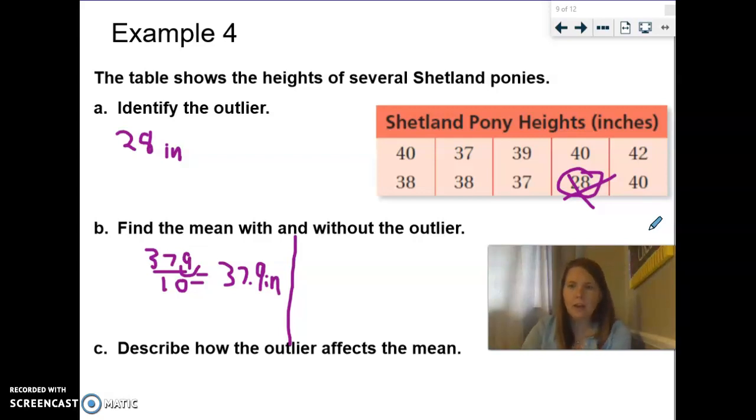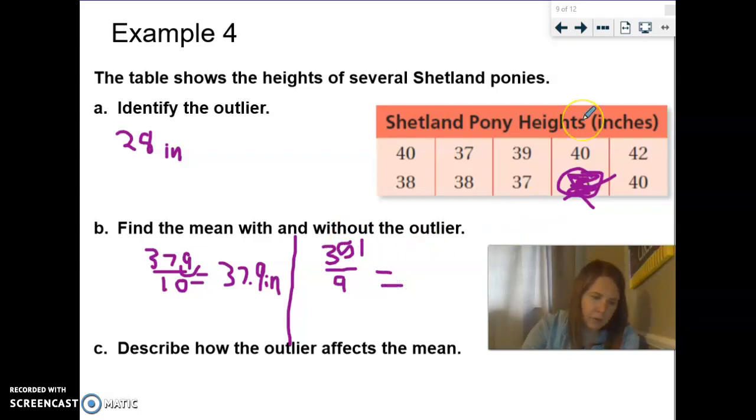So now that I completely got rid of that 28 number here, I actually am now down to only a total of 9 numbers. So I'm going to divide it out of 9. I'm going to go back and re-add all of these, or one way I could do this is I could just take this 379 and subtract that 28. All right, so it looks to be that I get 351. Once I've done that, 351 divided by 9, I can't easily do that one in my head. So it looks to be that I get 39 inches.